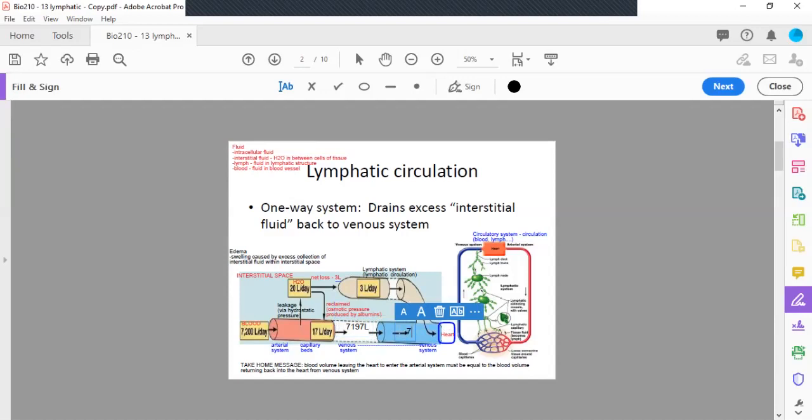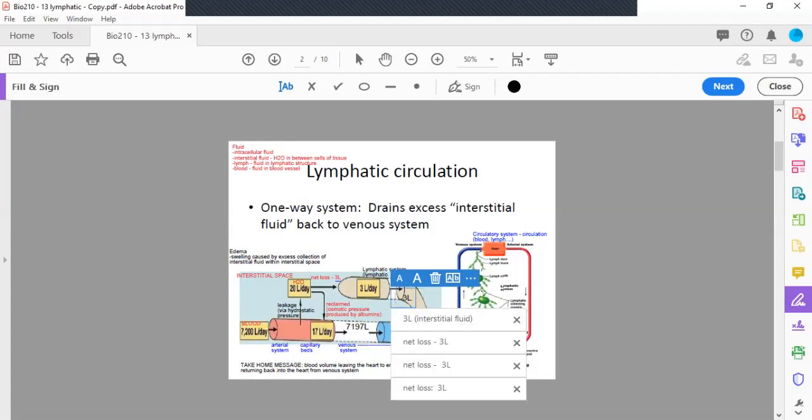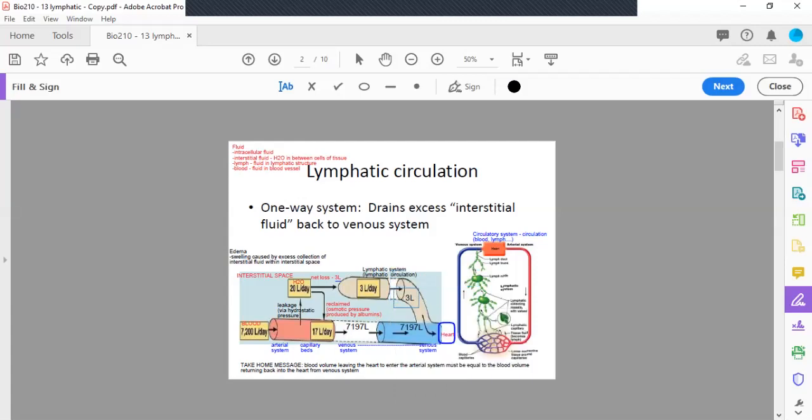So you still have 7,197 liter of volume moving across the venous system. Okay. Now, so that 3 liter is being circulated throughout the lymphatic system. And so we have to find a way to bring that volume back into the venous system.